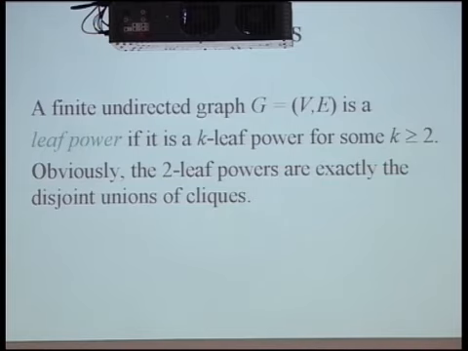And what about two-leaf powers? Two-leaf powers are a very simple type of graphs. Two-leaf powers mean that if you have different vertices X and Y, they have the same predecessor in the tree. The distance is at most 2. They have the same predecessor. That means they are twins. And now a two-leaf power is exactly a disjoint union of cliques. All the vertices with the same predecessor form a clique, and cliques are disjoint. So two-leaf powers are nothing else than disjoint unions of cliques. That's very simple.